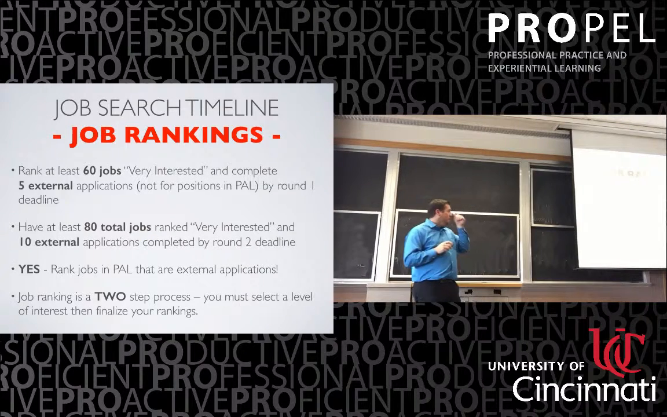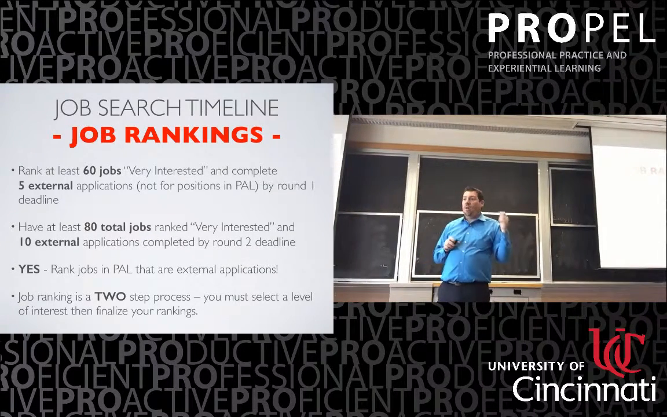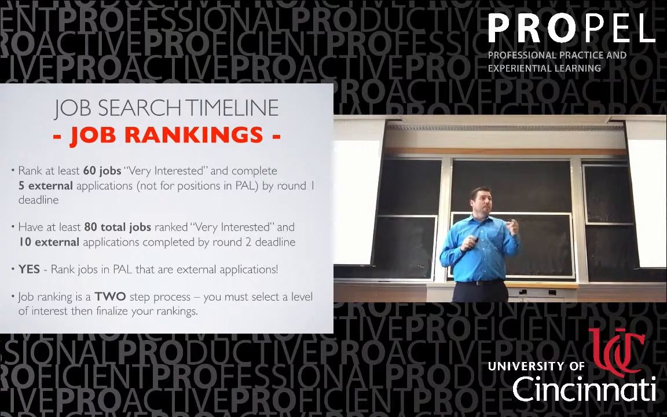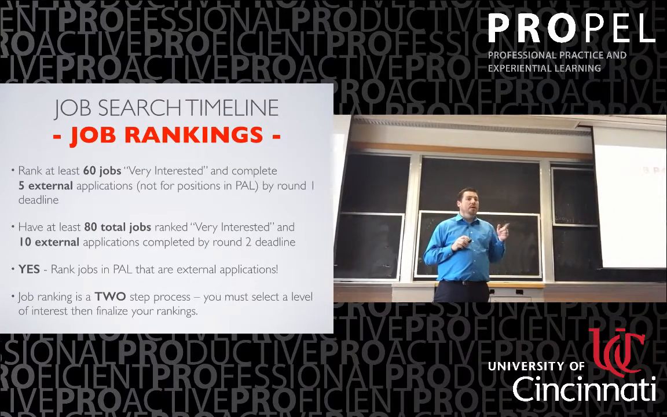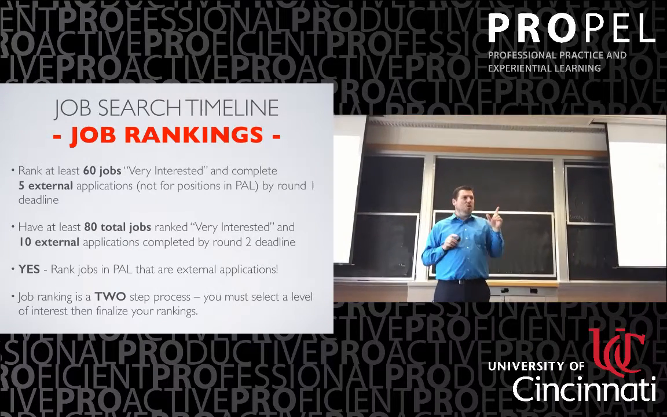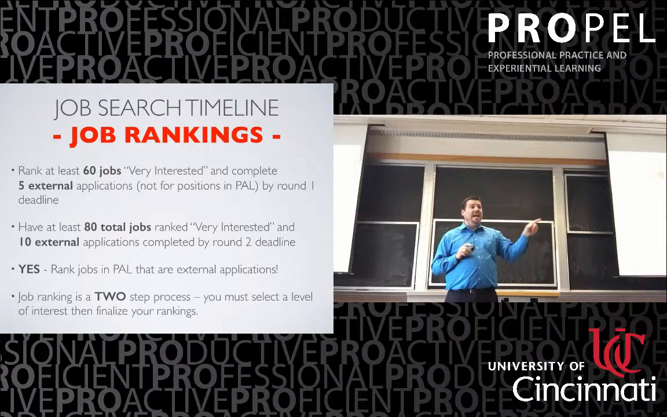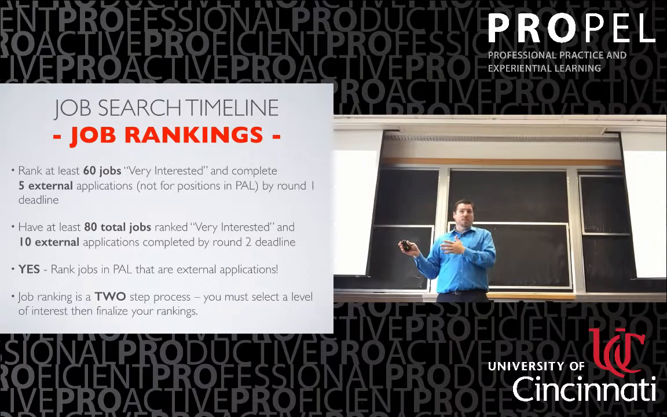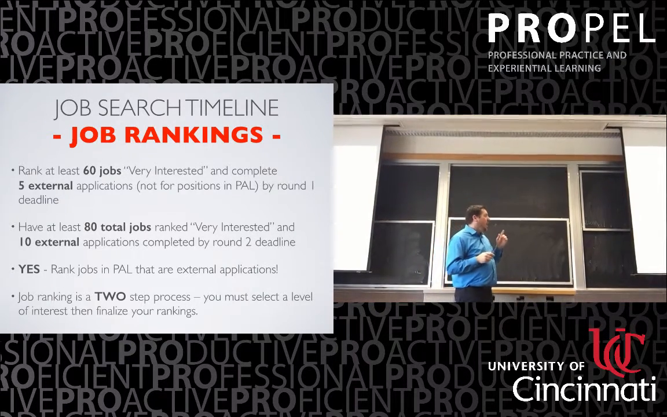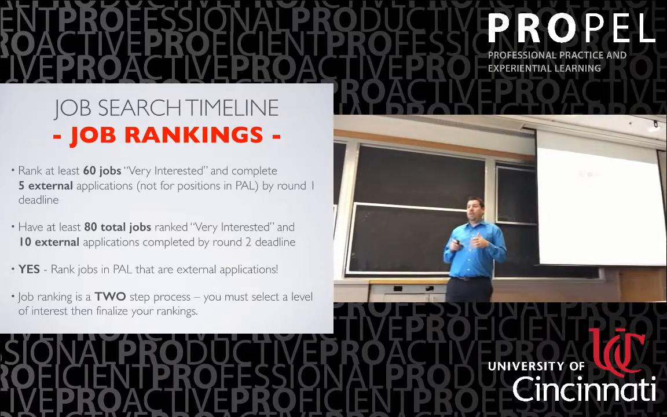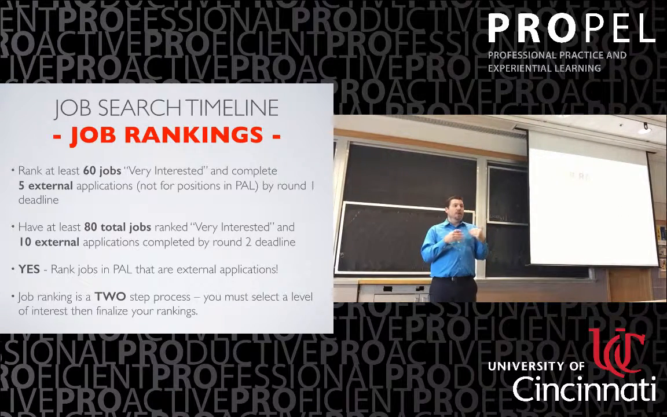So that's 60 jobs in PAL and 5 external applications before the deadline, which is September 11th for round 1. Round 2, which is a little bit later in the semester, I think it's October 6th or something like that, it's 80 jobs. So I want you to go from 60 to 80, and I want you to go from 5 applications to 10. Make sense?